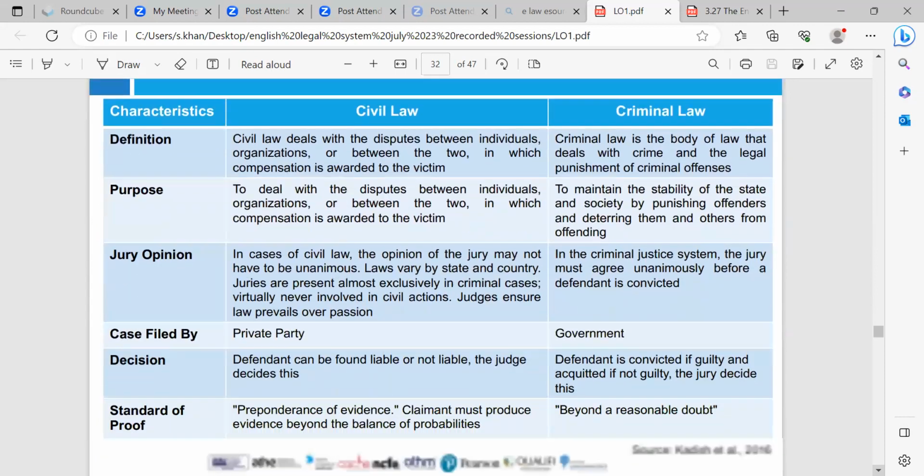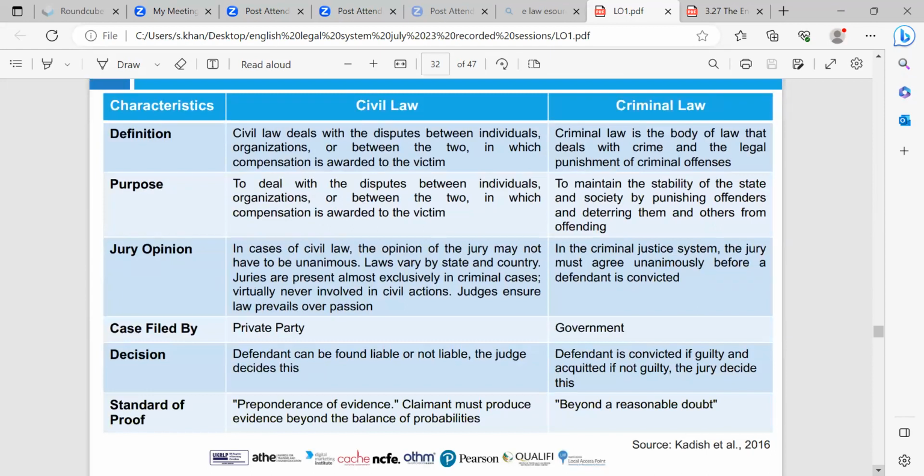So looking at a comparison between civil and criminal law, the definition: civil law deals with disputes between individuals, organisations, or between the two in which compensation is awarded. For criminal law, the definition: criminal law is a body of law that deals with crime and the legal punishment of criminal offences. The purpose of civil law is to deal with disputes between individuals, organisations, or between the two in which compensation is awarded to the victim.